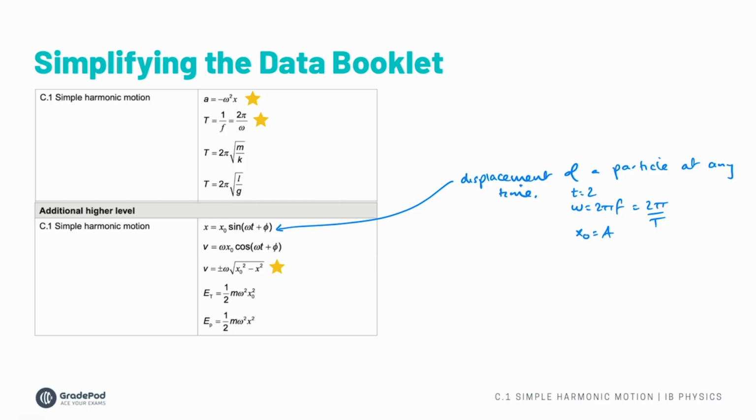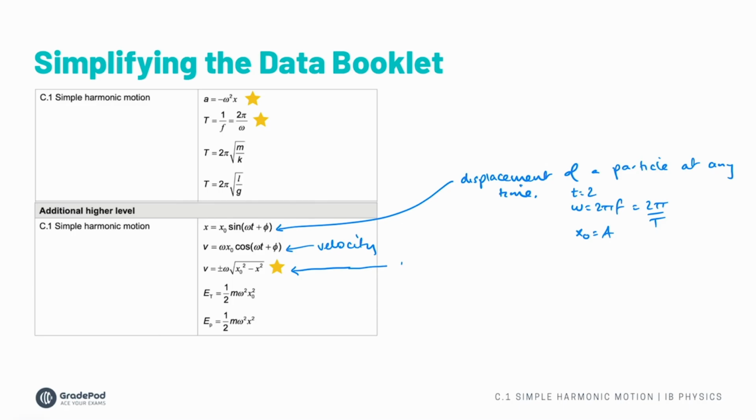Similarly, if you wanted to find out what the velocity of a particle at any given time was, then you would use this equation. Again, you would find out what omega is, t, you put in your phase shift, and x naught is your amplitude, and that would be fine. The most common equation that is used here is this.